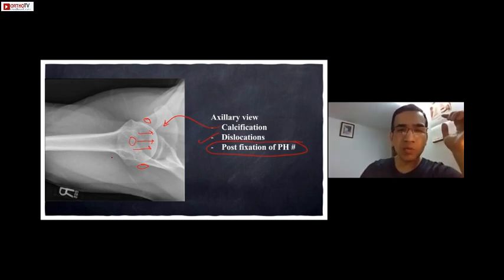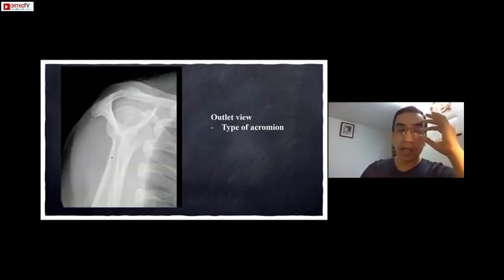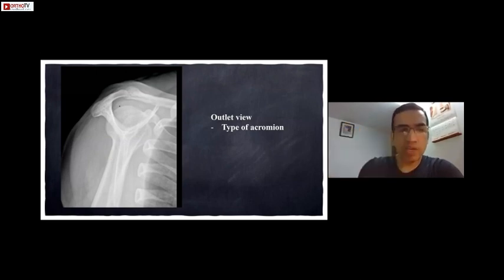So this is in general what all X-rays we do. Another one is the outlet view. So we had the AP view, the axillary view, and now comes the outlet view. What's an outlet view? This is something like a scapular Y view.